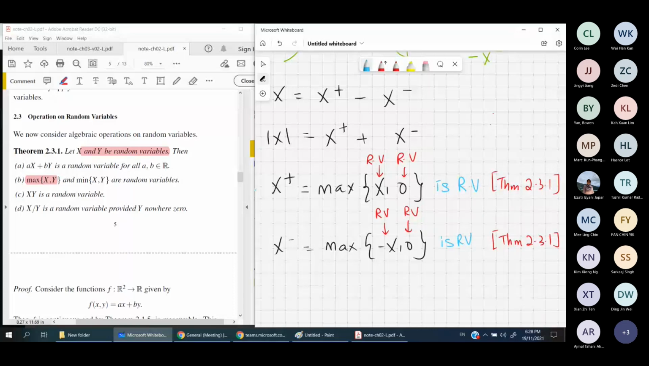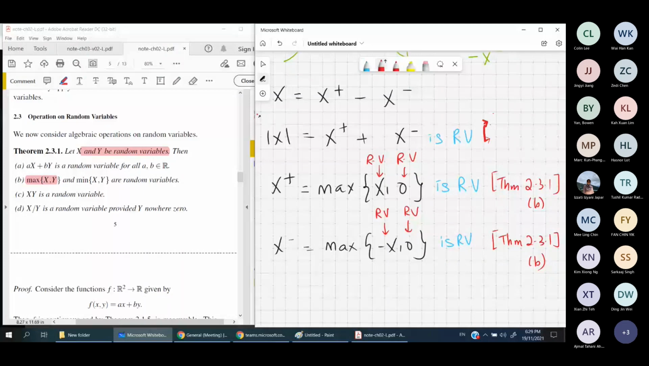So then now we know x plus is a random variable, x minus is a random variable. Based on this, to be more specific, we look at part B for this theorem. Next, we look at here. Modulus of x is x plus plus x minus. So here we know x plus is a random variable, x minus is a random variable, and the sum of two random variables is a random variable. Then from here we can also conclude that this is also a random variable.